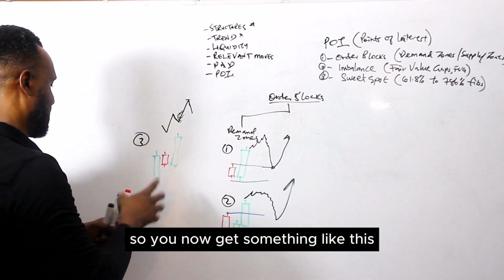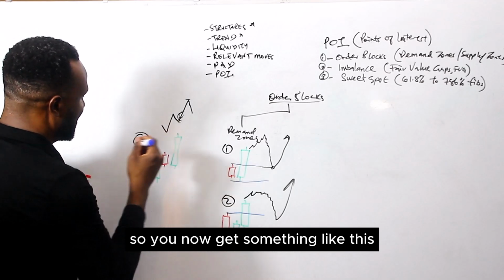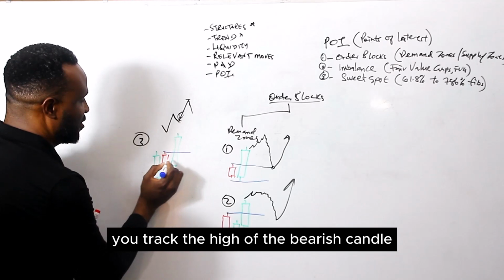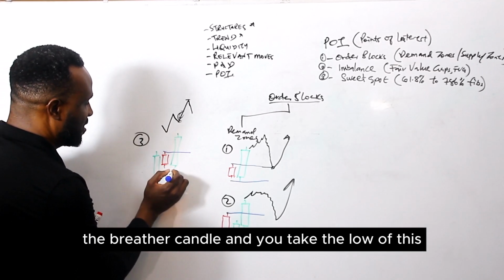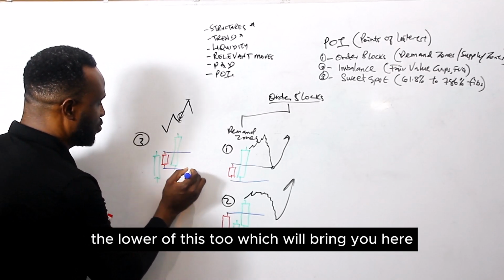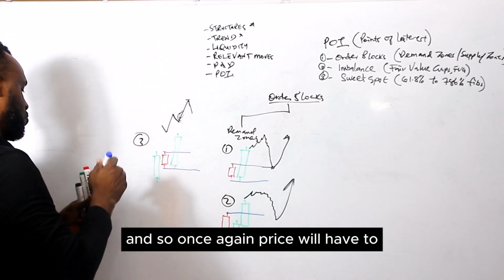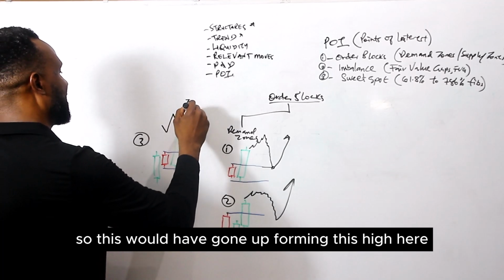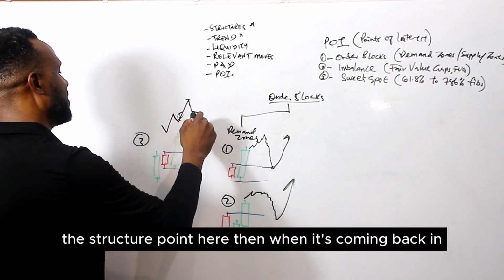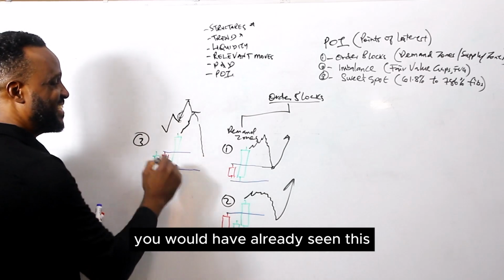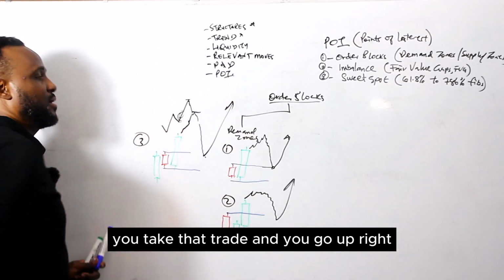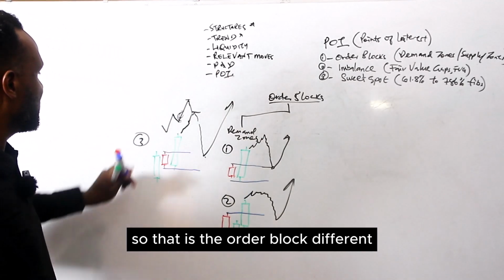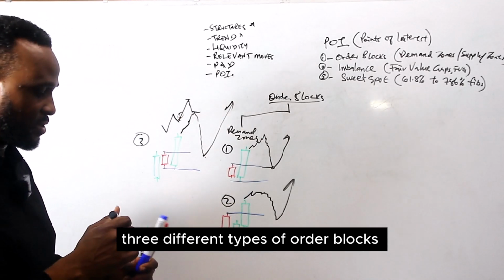So you will now get something like this. How do you draw this? You track the high of the bearish candle, the breather candle, and you take the lower of these two lows, which will bring you here. Once again, price would have gone up, forming this high here, the structure point here. Then when it's coming back in, you would have already seen this. You take that trade and you go up, right? So that is the order block. Three different types of order blocks.